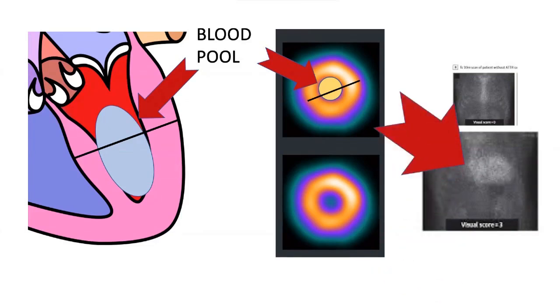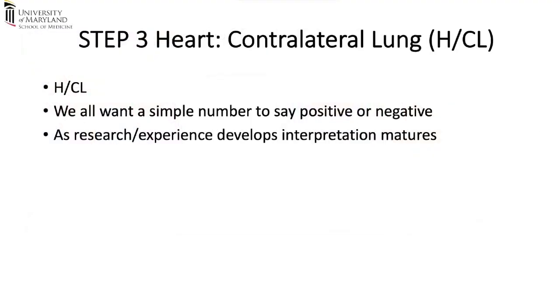Forgot about that little arrow. Okay. Now, step 3: the heart to contralateral lung ratios. We all want a number. Everybody wants a number. Above this, it's positive. We want a positive, we want a negative.